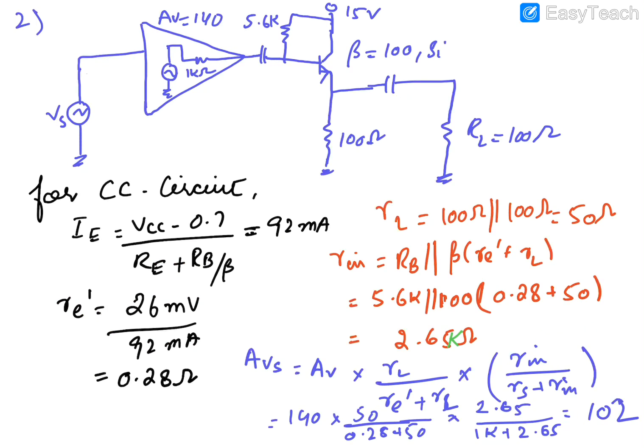So this is basically the purpose of using a common collector amplifier. Its voltage gain is 1 or less than 1, but it can improve the overall gain of the whole system when used as a buffer, and it can drive a heavy load without much reduction in the gain.